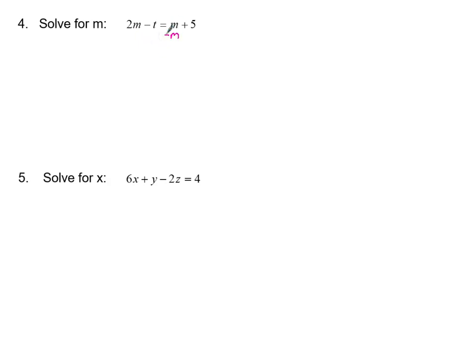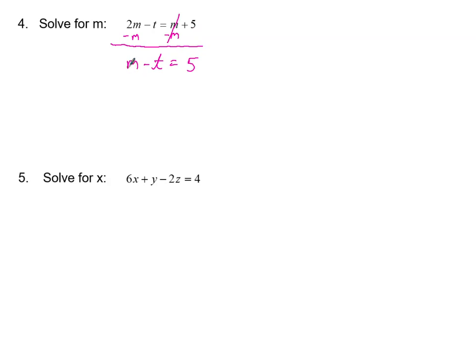I'm going to subtract m and subtract m. This time I'm putting it right underneath this term because they are like terms. Draw my line, and this will cancel away. 2m take away 1m is simply m. I have minus t next, my equal sign, and over here is the 5, and I don't need the plus sign anymore since it's all by itself.